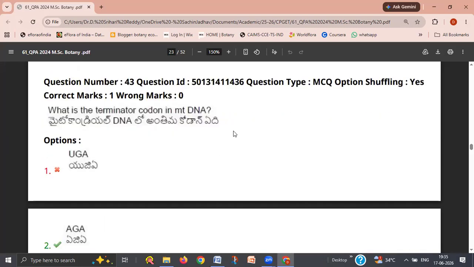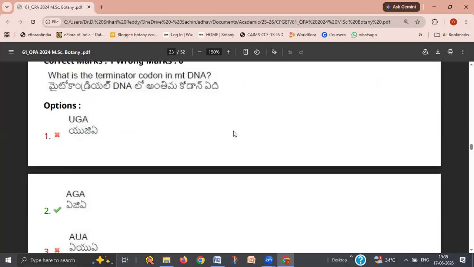Next question. What is the terminator codon in mitochondrial DNA? We already discussed that in normal human DNA or in other DNA there are termination codons present. Usually, we see uracil in the RNA, but in the DNA there is thymine instead of the uracil.